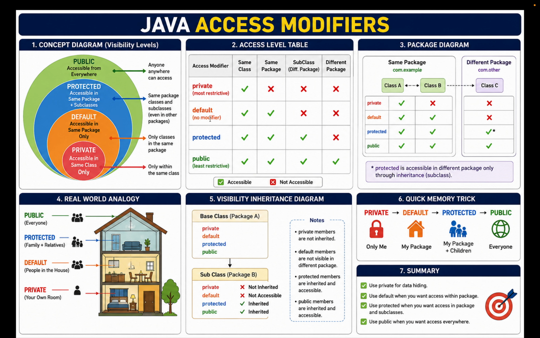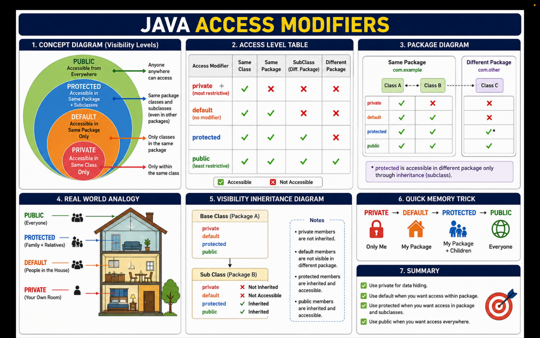And default: there is no such thing as a default keyword, but if you don't mention anything, if you simply write int a without public, protected or private, then it is called default. So default can be used within a class and the same package, but it cannot be used in inheritance, means subclass or different package. And private is the most restricted and it can be used just within a class.